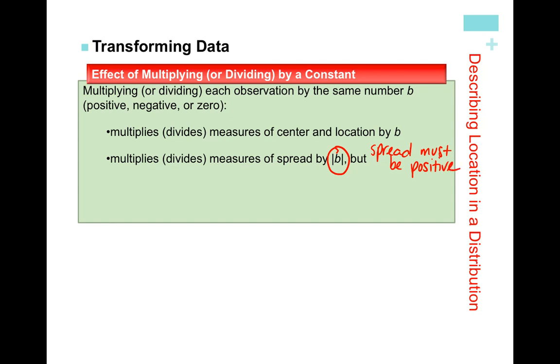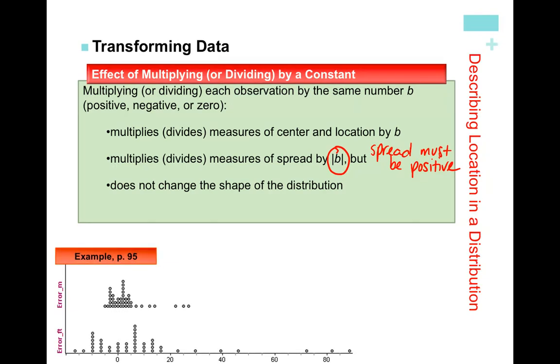So if for whatever reason that scale factor happened to be negative, you would multiply or divide by the absolute value of that scale factor. And then it's not going to change the shape of the distribution, which was the same as what we saw with addition or subtraction. The shape remained the same. The only thing to keep in mind here is that the variability is changing, so the distribution will be more wide or more narrow, but if it started off skewed, it's going to stay skewed, or if it started off symmetric, it's going to stay symmetric.